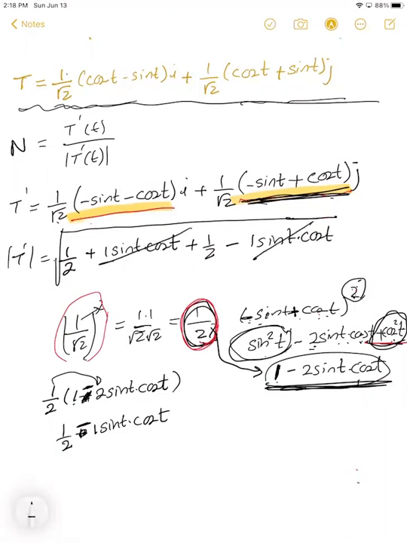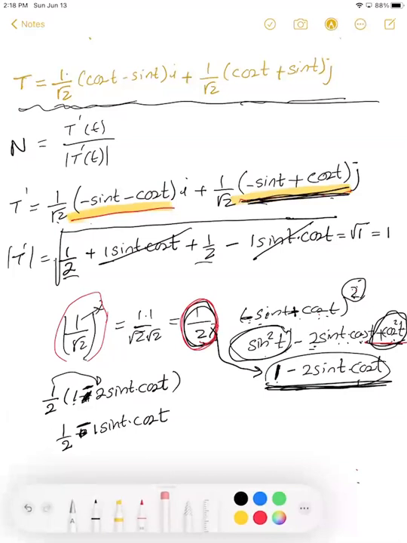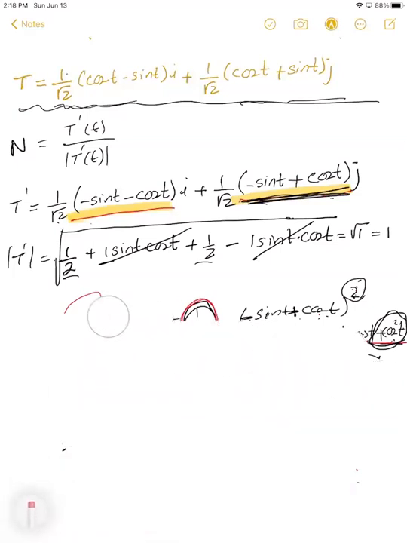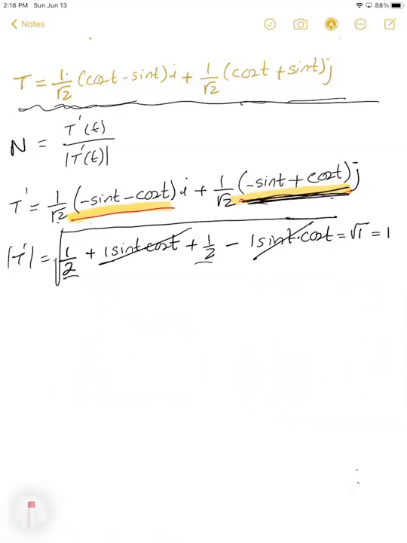But they also cancel each other. 1/2 plus 1/2 is 1, and the square root of 1 is 1. So the magnitude of T prime is equal to 1, therefore it is not going to have an impact. I divide this by the magnitude of T prime, and it's just not going to change anything.